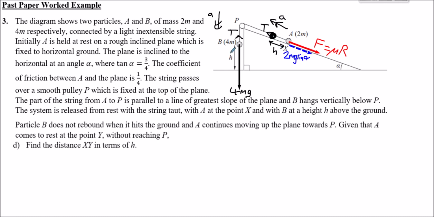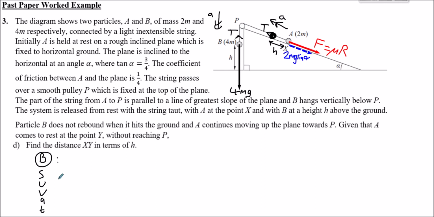So in that h meters, let's just consider what will happen for particle B. Particle B's motion's easier, it just goes vertically down. And because the string's connected and taut until the very instant where B hits the ground, the speed of A will be the same as the speed of B. So let's apply SUVAT for B when it falls h meters.